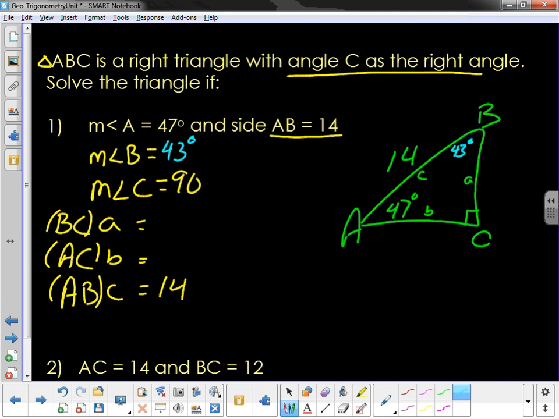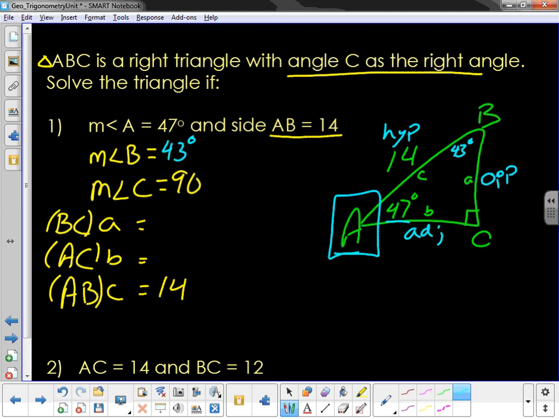So now, I have to figure out the side lengths. I only have one side, so I cannot use Pythagorean theorem. What I can use is the fact that I know sine, cosine, and tangent. So I'm going to use angle A, and the reason I'm using angle A is because it was the one given to me. That makes side A the opposite, and side B the adjacent, and side C the hypotenuse.